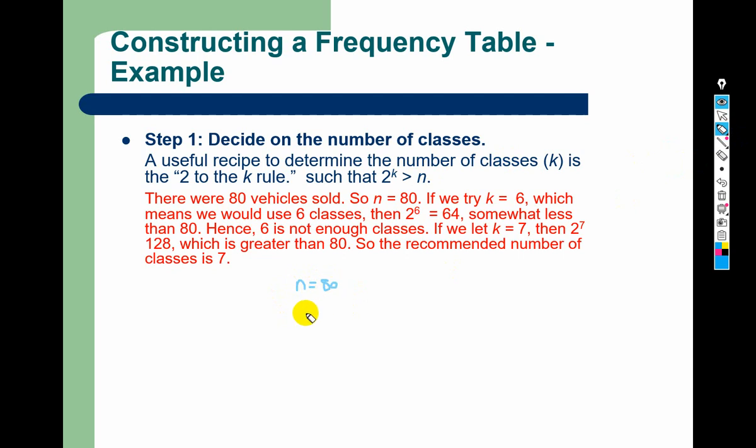So there is an equation: 2 to the power of the number of classes, which is k, must be greater than 80. Here, of course, trial and error or using the calculator. What is the value of k that makes 2 to the power k greater than 80? Then k will be the number of classes for that data that you need to construct the frequency table.